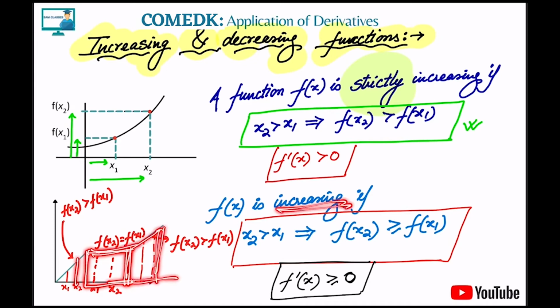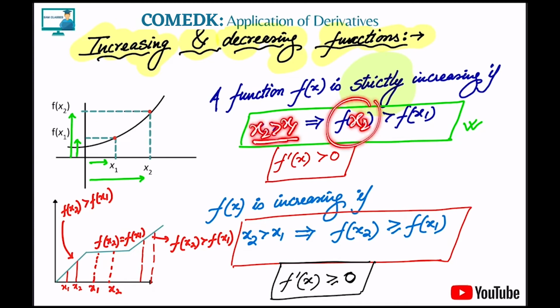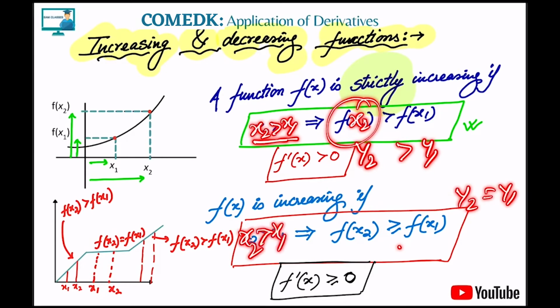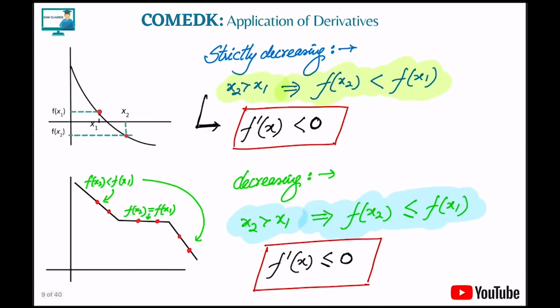Now how do we understand it with the dy by dx part? We'll check it. Here, in case of strictly increasing, the moment you increase x, you came to x2, and x2 is greater than x1, so y2 will be greater than y1. In case of just increasing, it can be constant: y2 can be equal to y1, though you have increased x but your y value didn't change. Okay, so that is known as just increasing. Clear?